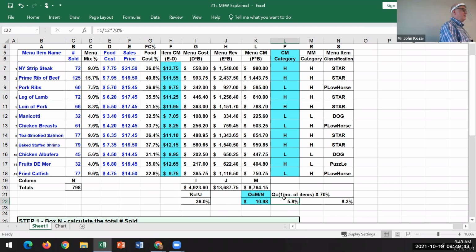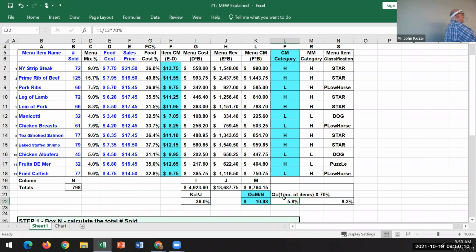Okay, so the natural question is why? Why do we multiply it by 70% instead of using just the straight average of the 8.3%? It's a really silly reason. It's because the authors of this book like to do the 70%. And so that's what we're going to do.